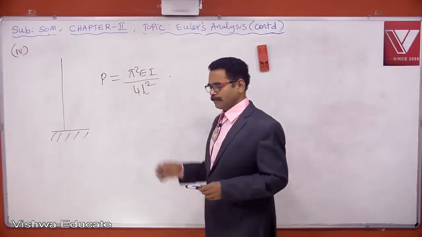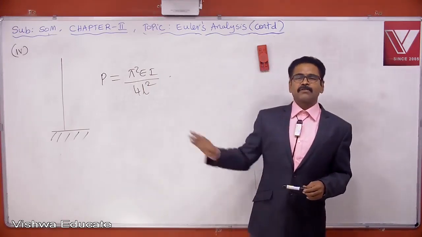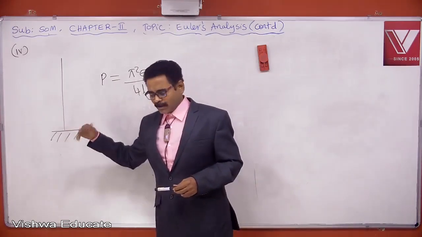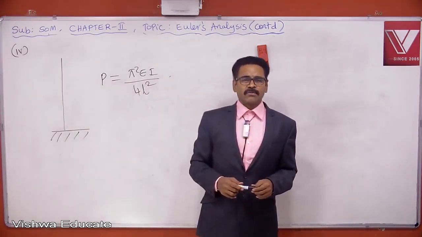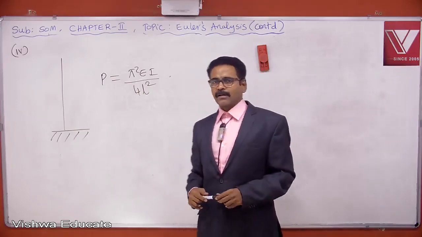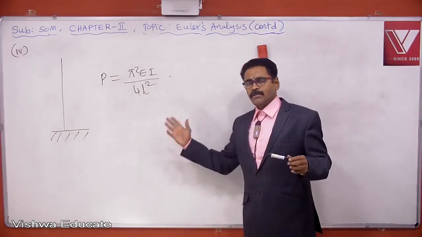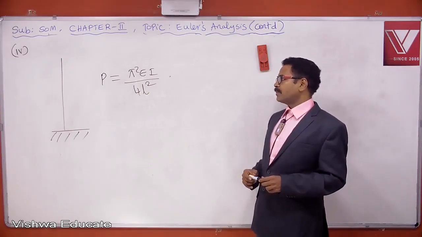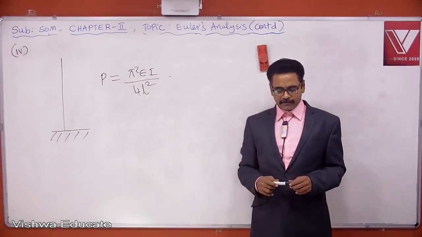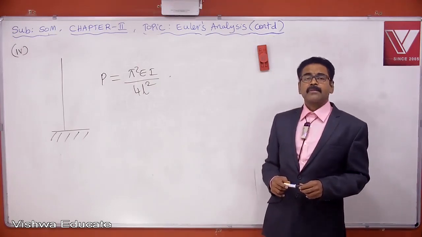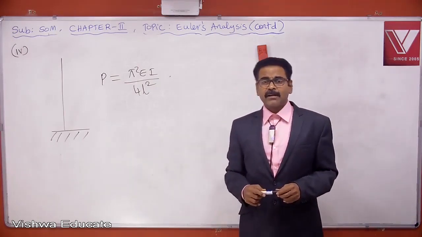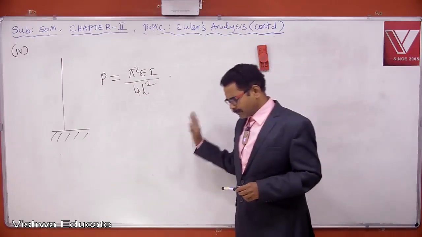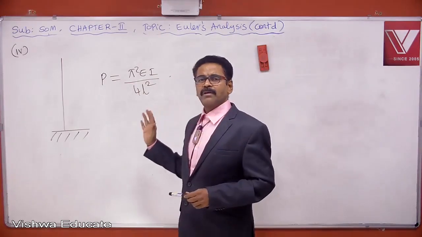Please copy. Here, generally critical load is defined only for the first mode. For nth mode, for higher modes, generally we don't define critical load. We can define it, but generally we don't. So P is equal to pi square EI by 4L square. So these are the basic end conditions.